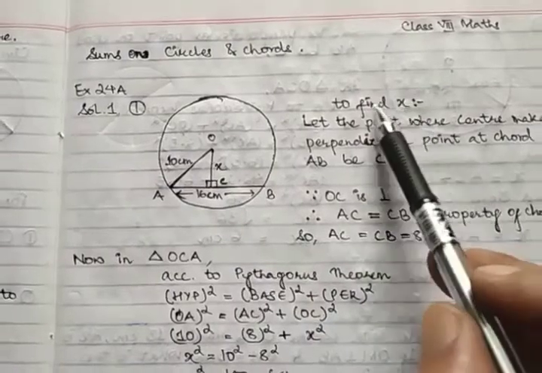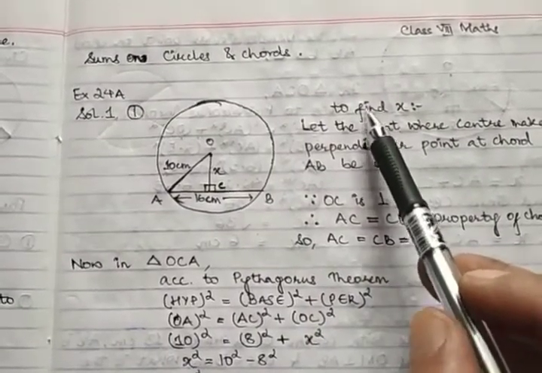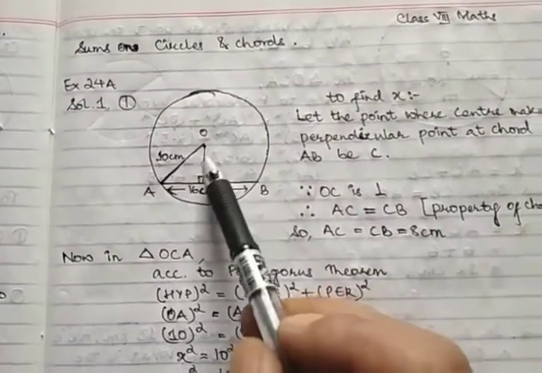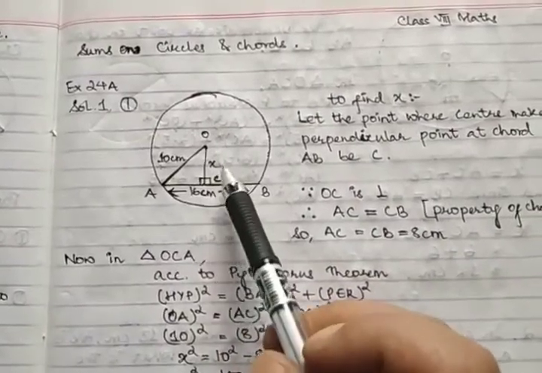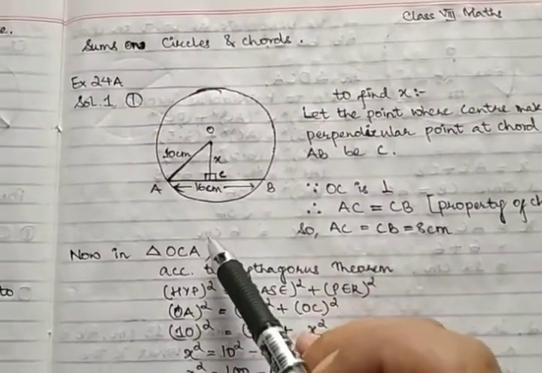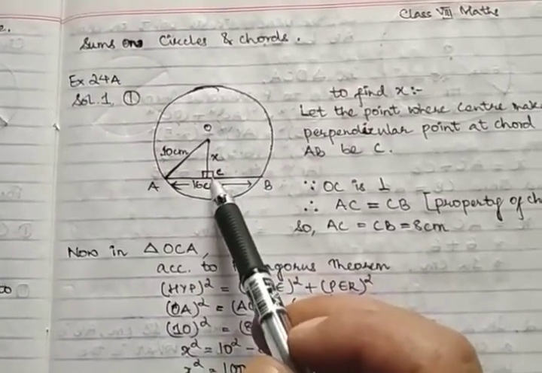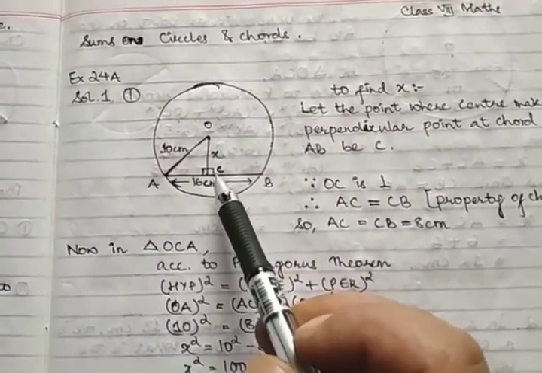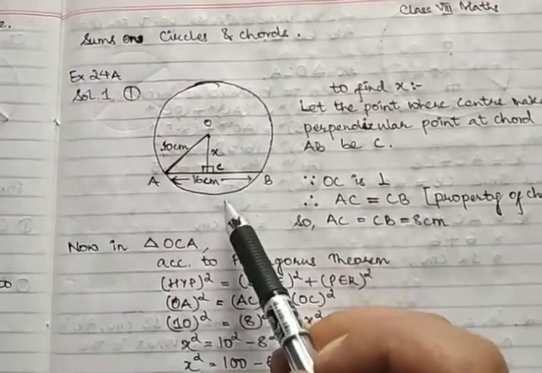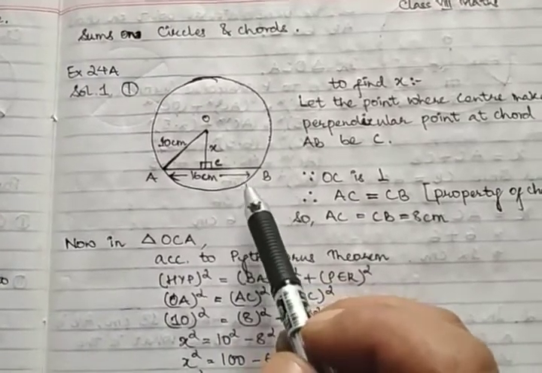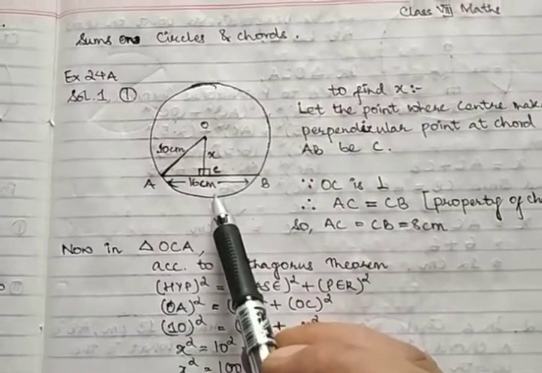Now here we need to find X. The question is about finding X. Now where is our X? OC is the line perpendicular to the chord, and that's what we need to find. The perpendicular was already given in the question, and the perpendicular divides the chord into two equal halves. The length of the chord is given as 16 centimeter.